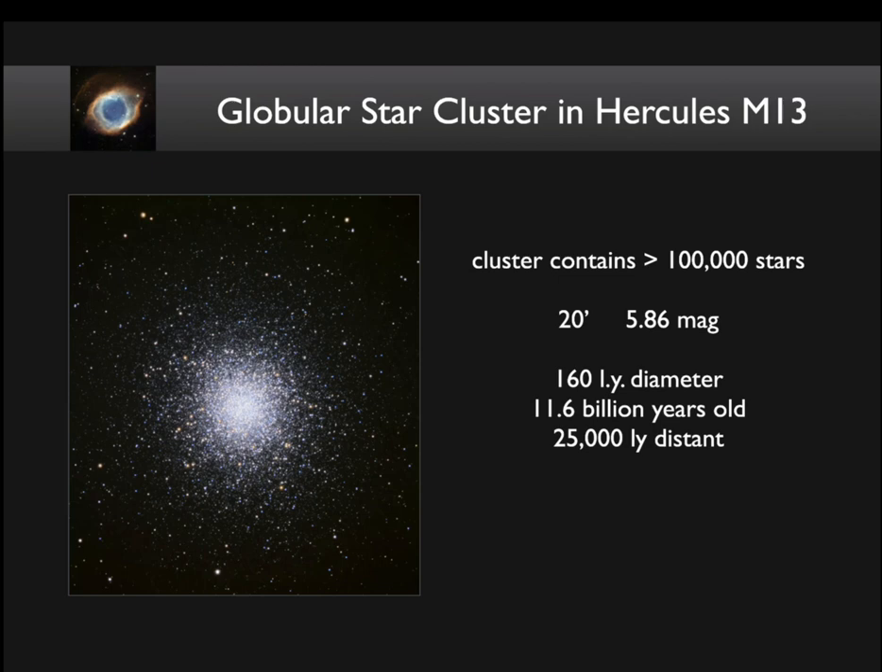So globular star clusters are very old. They're much bigger. These globular clusters have hundreds of thousands, if not millions of stars in them. And they're pretty spectacular to see through the telescope. You'll just see this swarm of stars through the eyepiece. These globular clusters are very distant objects. The 25,000 light years is consistent with the idea that these things are above and below the center of our Milky Way galaxy. So these globular clusters are pretty distant.